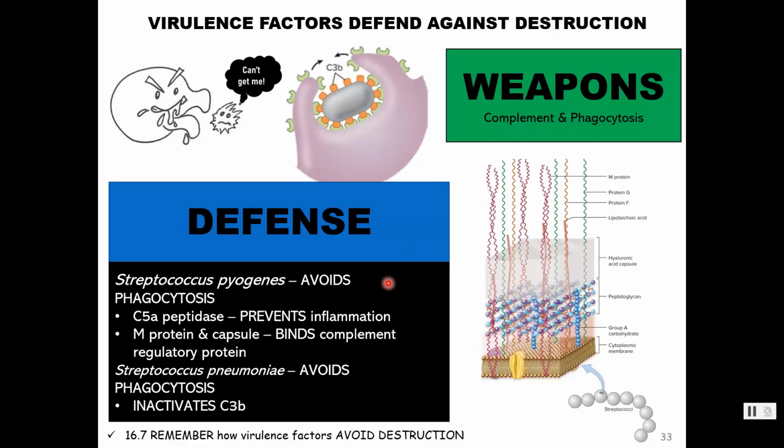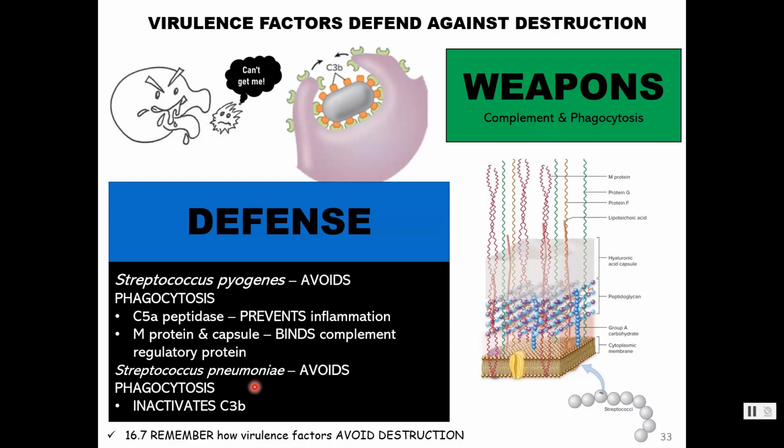Streptococcus pyogenes, remember, it can avoid phagocytosis. One way is that it has a C5a peptidase. And so it can actually cleave and inactivate one of those complement proteins, and it happens to be the protein that stimulates inflammation. M proteins and capsules, remember how capsules, we said, make things harder for phagocytosis? That's because they attach the complement regulatory protein, it binds to them, so complement gets inactivated when there is a capsule. Streptococcus pneumoniae also avoids phagocytosis.